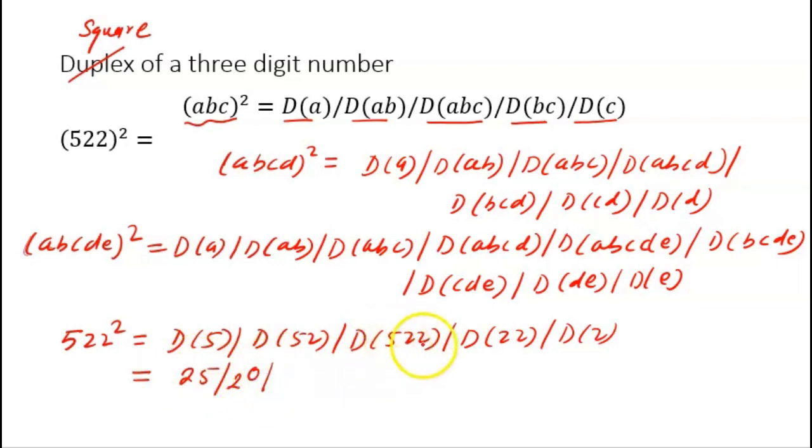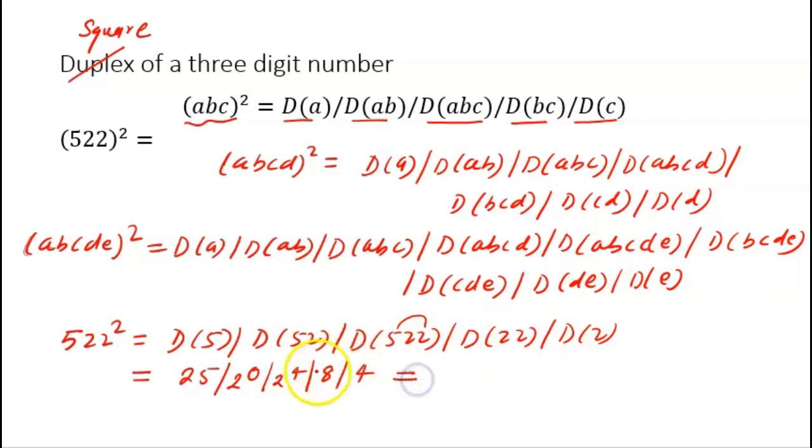What is duplex of 522? So 5 into 2, 10, 10 into 2, 20, 20 plus 4, so 24. So I will write 2 and 4. And what is the duplex of 22? 2 into 2, 4, 4 into 2, 8. So I will write 8, just a single-digit number. And here also the duplex of 2 is equal to 4.